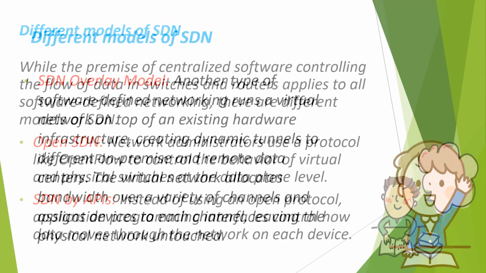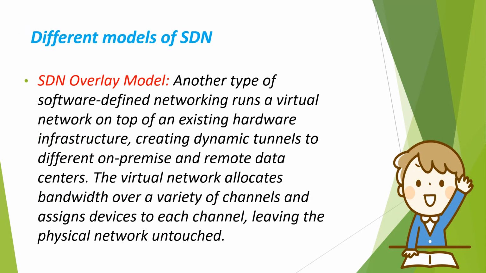Now let us see the next, the SDN overlay model. Another type of SDN network runs a virtual network on top of the existing hardware infrastructure. It will be creating dynamic tunnels to different on-premise and remote data centers. Then there will be a virtual network which will allocate bandwidth over a variety of channels, and this will also assign devices to each channel, leaving the physical network untouched.